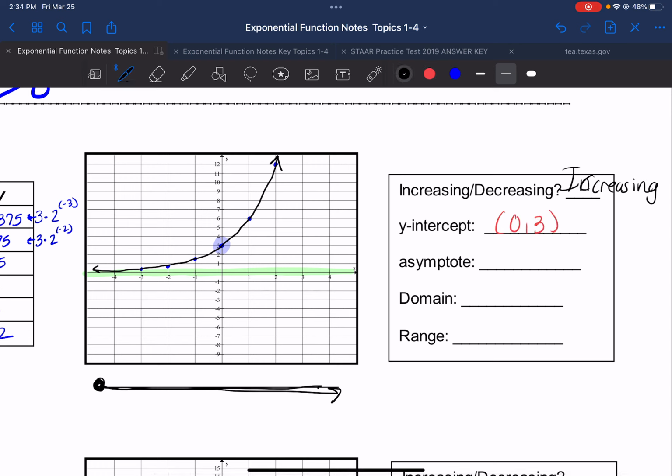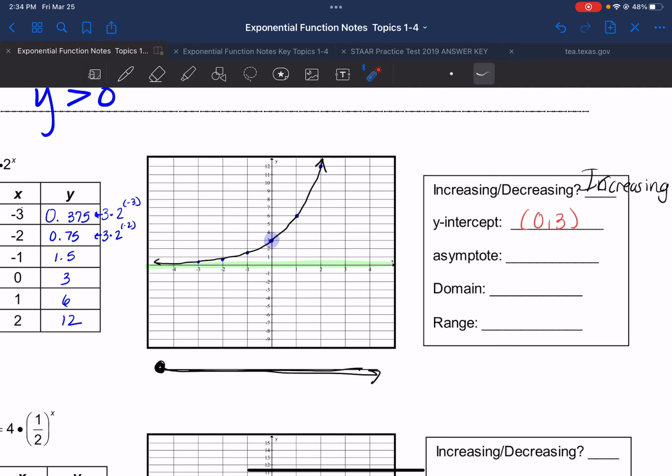Not bad. All right. What is my asymptote? Your asymptote is an equation, right? And your asymptote is whatever this line is here. This line is a horizontal line. It's a HOY, which means it is y equals whatever y value it crosses. It is y equals 0.